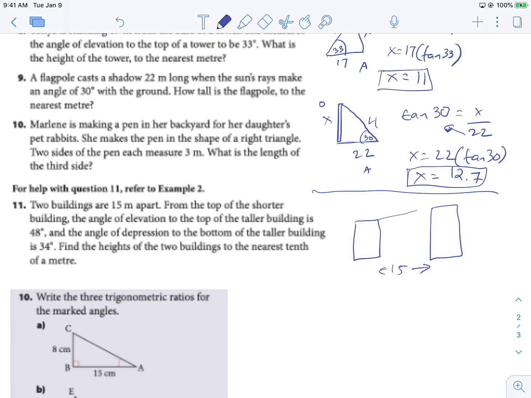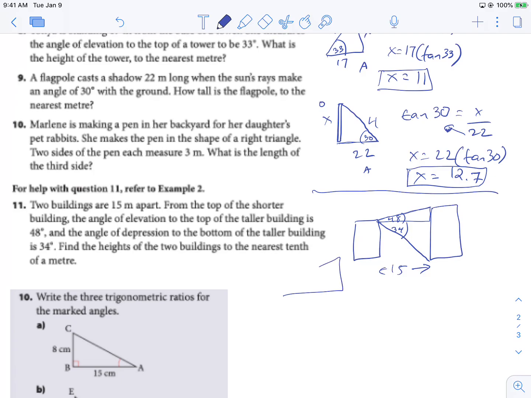So if we drew a little triangle here, this angle would be 48. And it says the angle of depression to the bottom of the taller building is 34. So now if I look at my angle of depression, this thing is 34. Find the heights of the two buildings to the nearest tenth of a meter. Okay, so let's take a look at these two triangles and what we know about them.